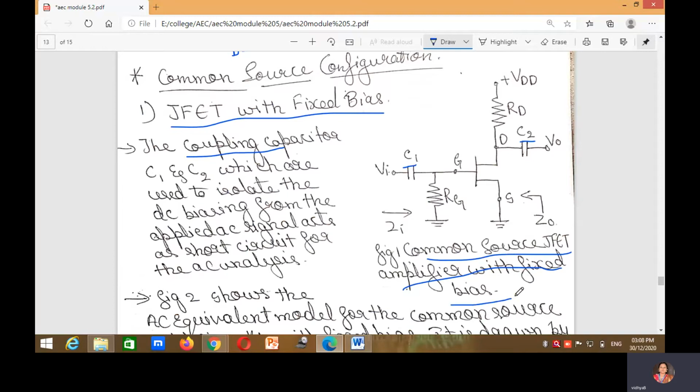For fixed bias, for the gate, resistance RG is connected, and for the drain, RD is connected. For the source, there will be no resistance.